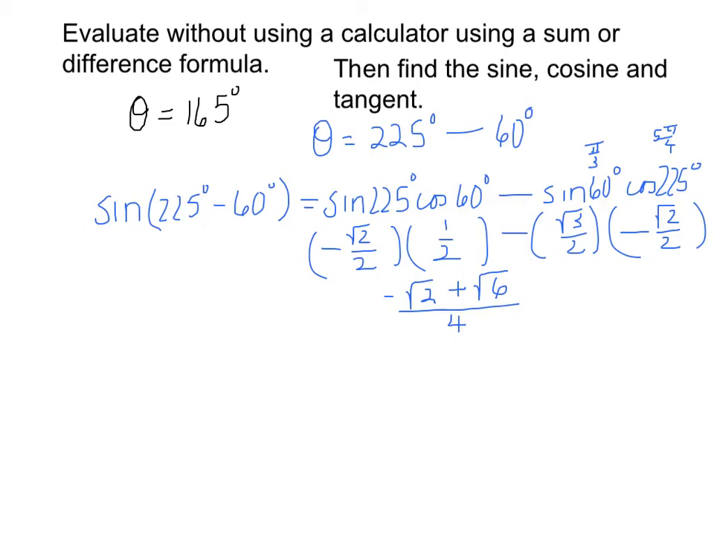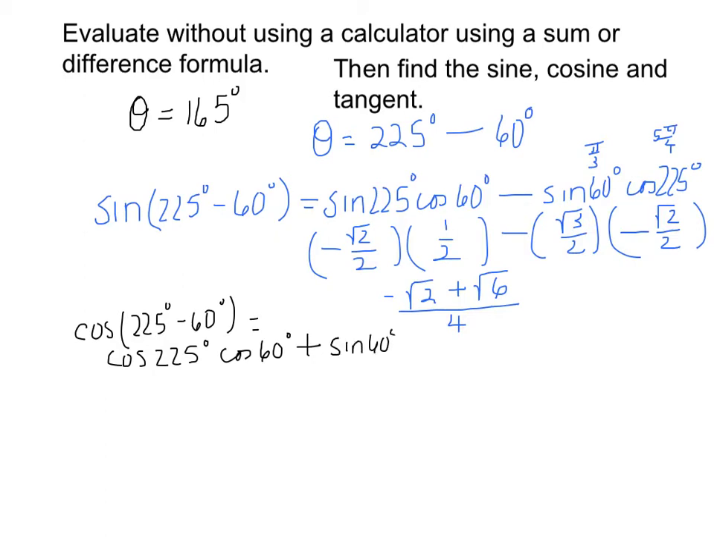Okay, we'll do this with cosine. So cosine of 225 minus 60 would equal the cosine of 225 times the cosine of 60. It's the opposite sign. And then I would have the sine of 225 times the sine of 60. Oops, this should be a sine, sorry, I couldn't figure out what I was doing. There we go. So this is the sine, right, of 225.